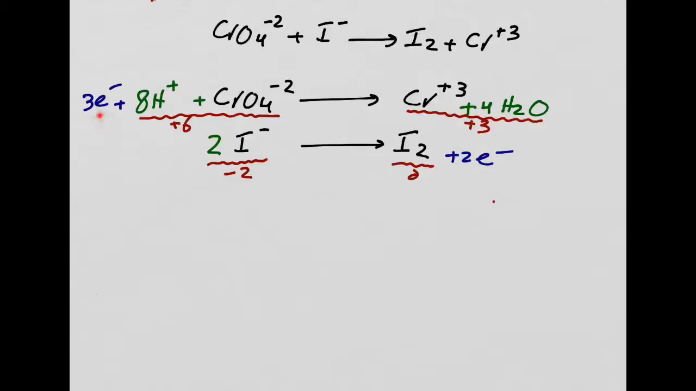That's not the case here. These two numbers have to be the same. Now they're not. What can we do? We can make them the same. How do we do that?